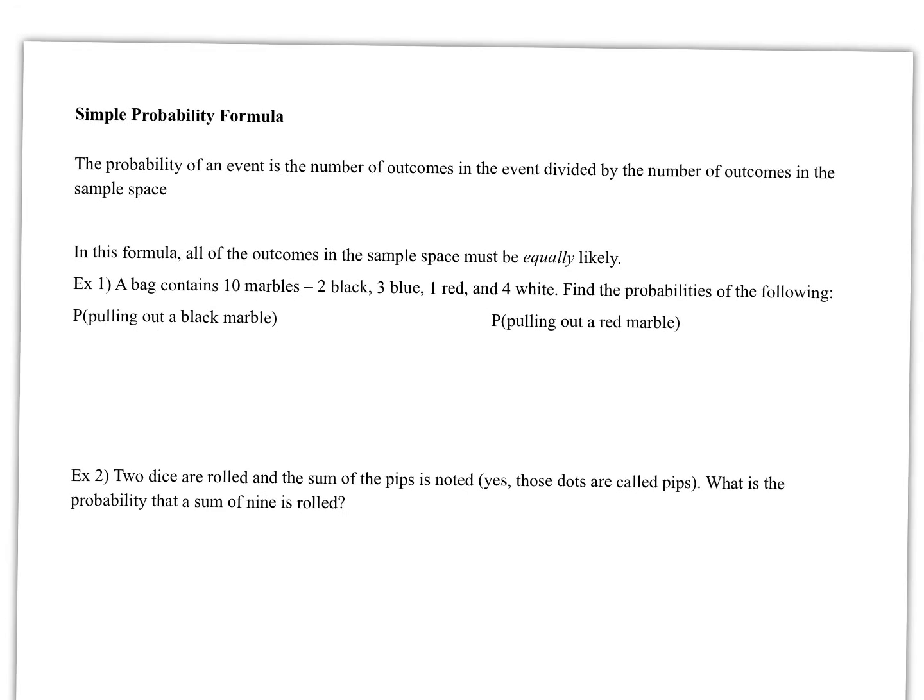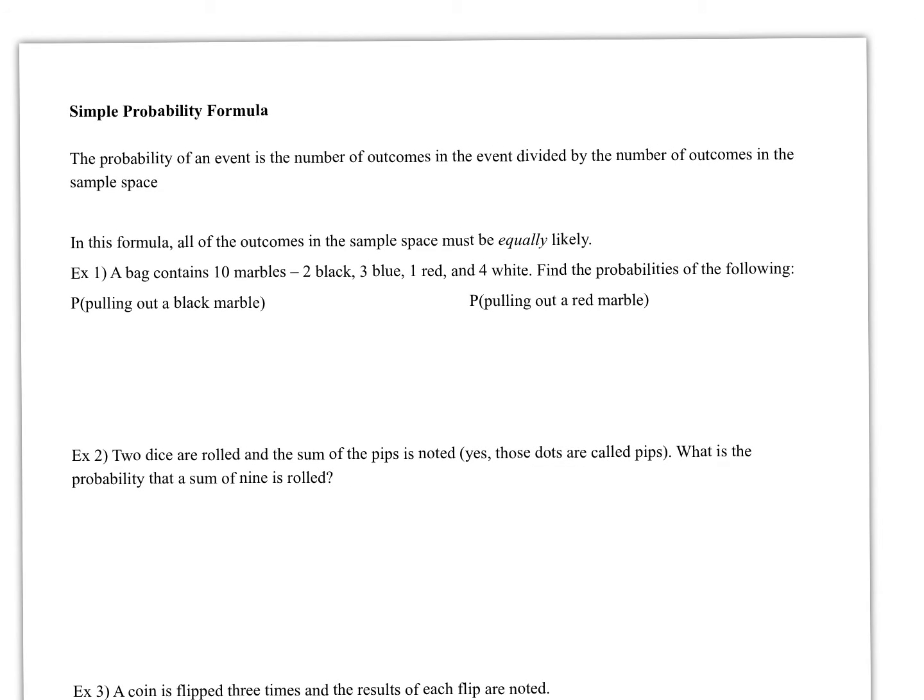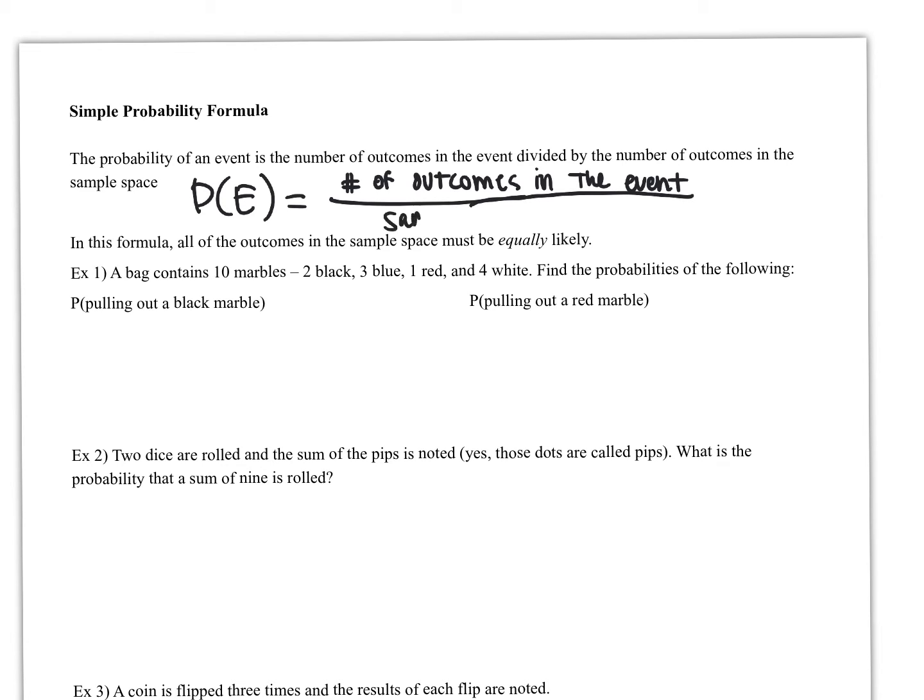So let's talk about finding probability. The simple basic definition of probability is that it's the number of outcomes in the event divided by the number of outcomes in the sample space. We usually denote probability with a capital P, and then in parentheses, E is the probability of the event. So P(E) equals the number of outcomes in the event all over the number of outcomes in the sample space.